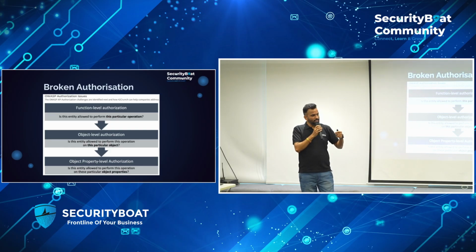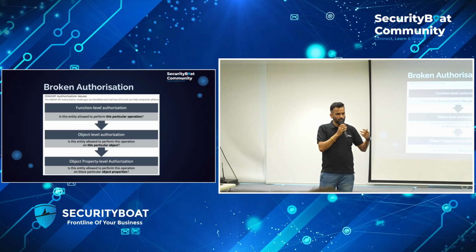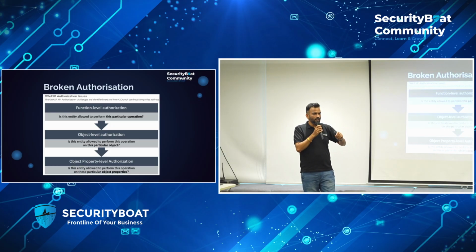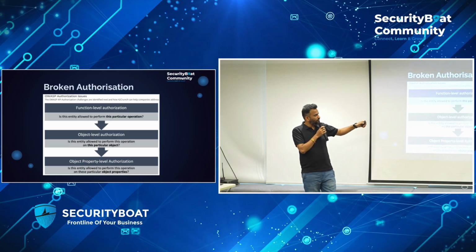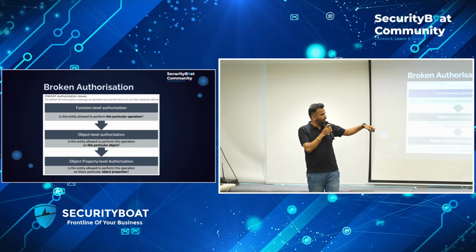Authentication always consists of 3 categories: something you are, something you know, and something you have. It's a common terminology. Something you are is basically you present yourself, something you know is your password, and something you have is a digital token or biometric. Authorization gives you eligibility to perform some action. Within authorization, there are different levels: one is the functional level, one is the object level, and one is the object property level.